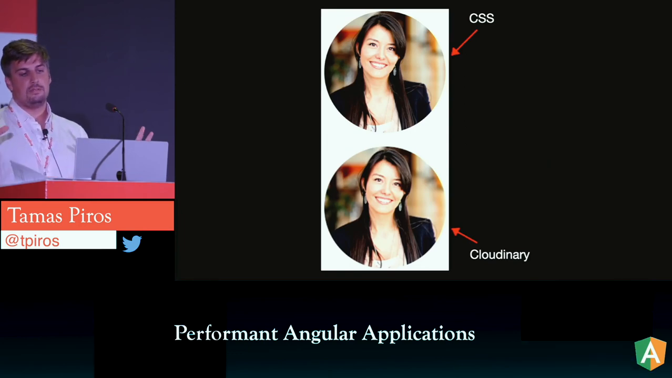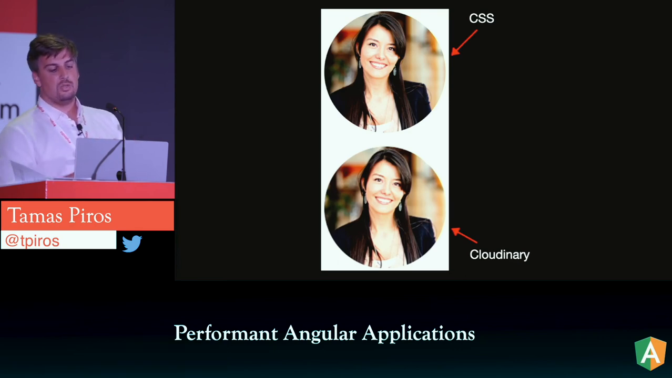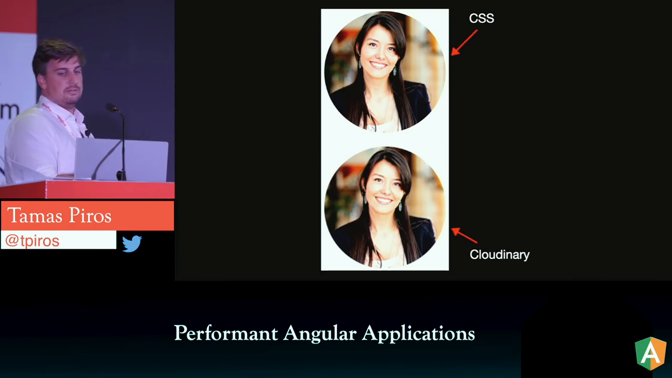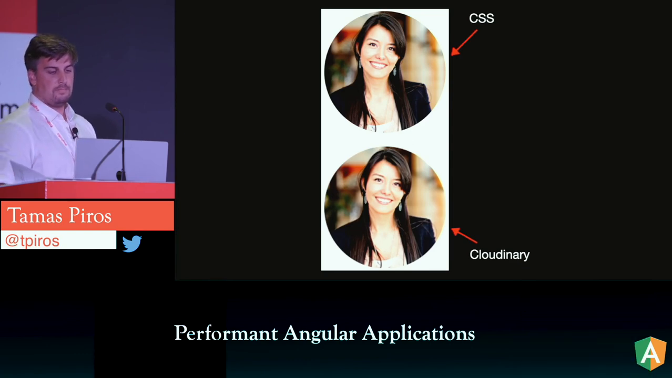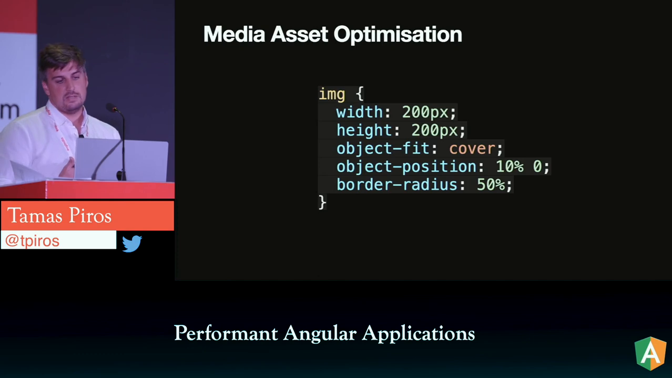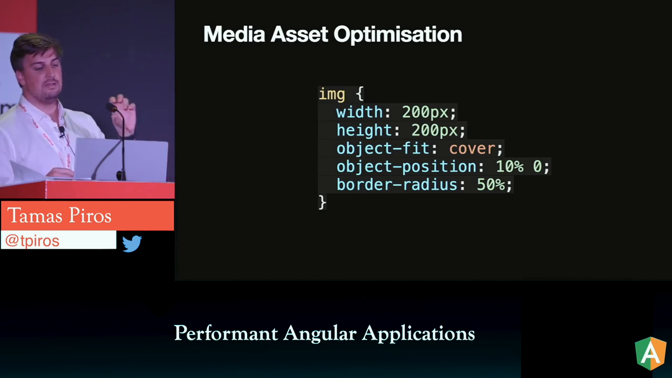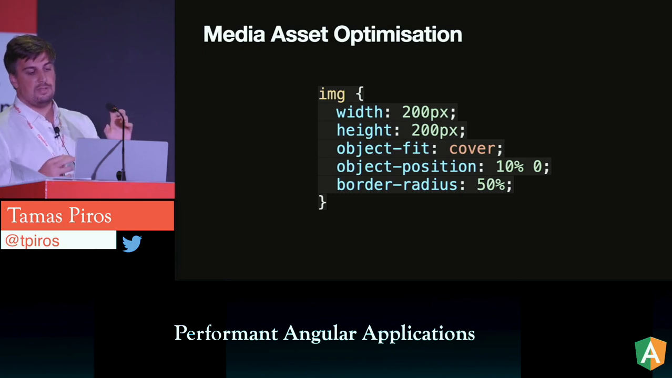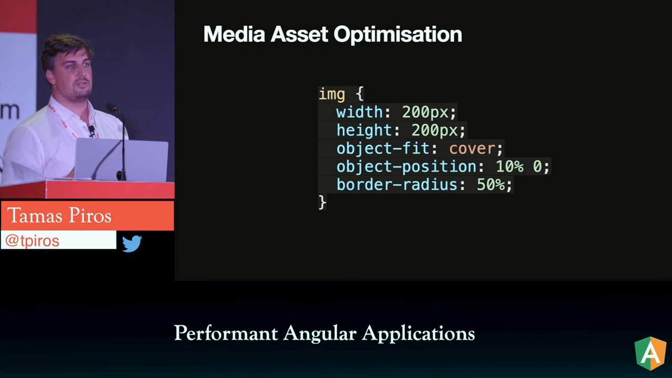So here we have the two images. One is manipulated with CSS, and the other one is manipulated by the Cloudinary Angular SDK. So these two images are kind of the same. And this is how the CSS looks like, okay? So I'm just applying it to the one and single image tag that I have. I set the width and the height of the image to be 200 by 200, and then I do object fit, object position, etc.